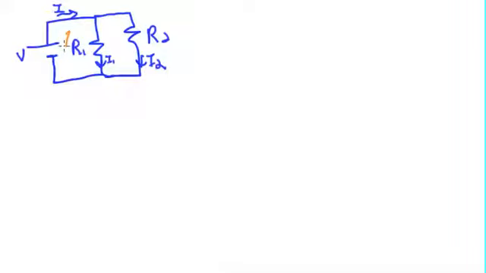So this will be the first loop. We can start right here. We can go down here. So that's going to be V sub R1. And then we can follow this over. And then we'll go back up to V and back where we started. So minus V equal to 0. So this is the first loop.